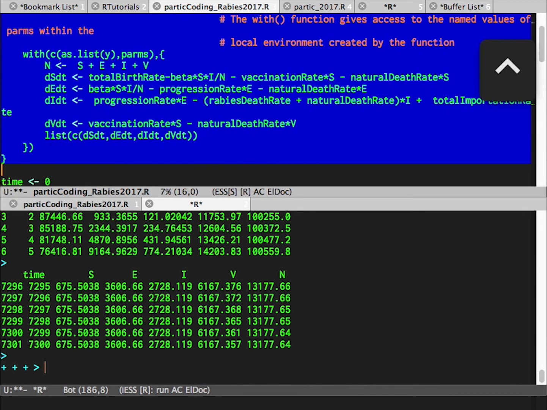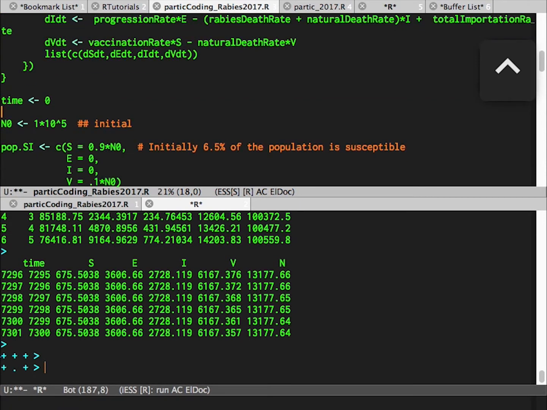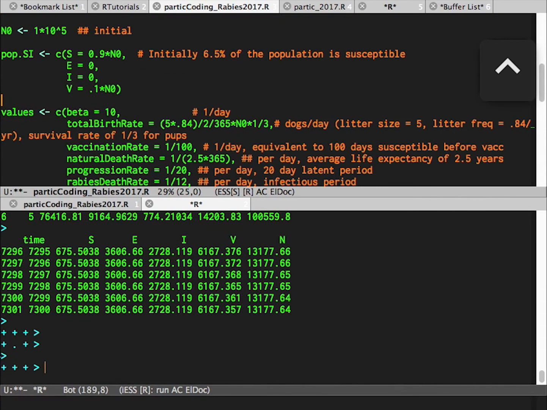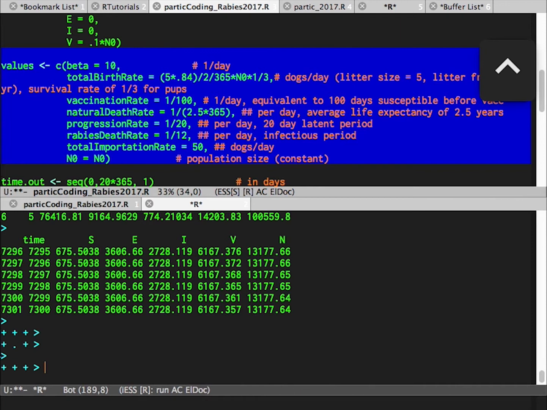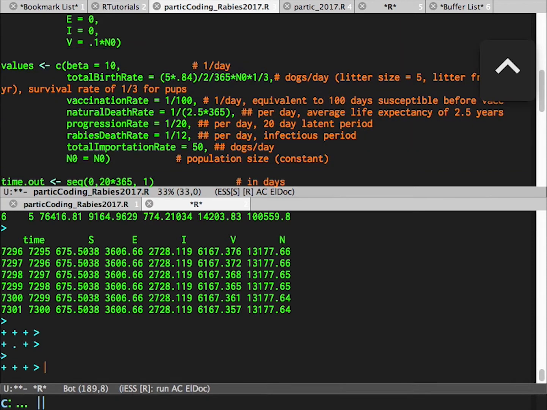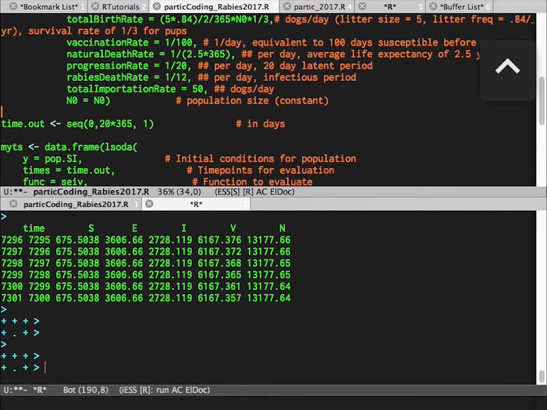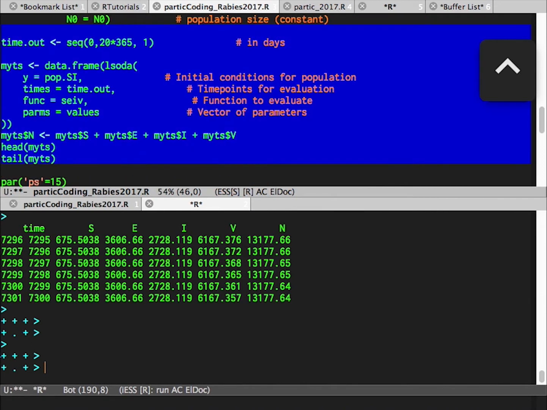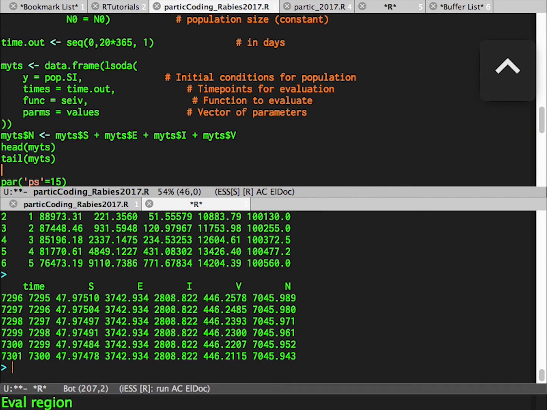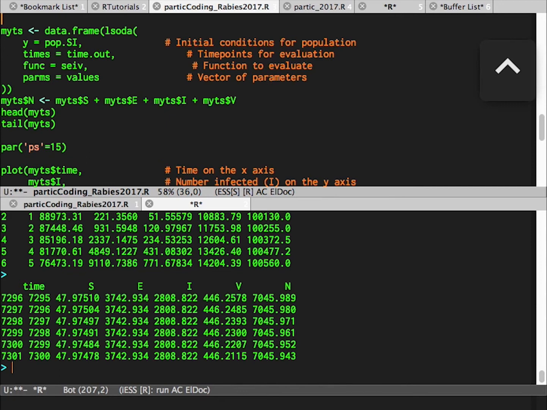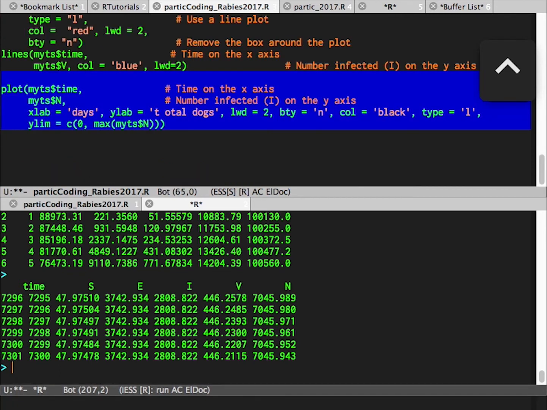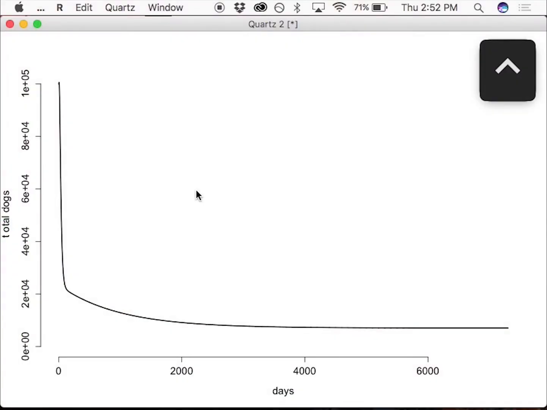Okay, so let's run this. And I don't think we even really need that in there because it's not being used. But let's leave it in. So we still seem to have a population of dogs crashing.